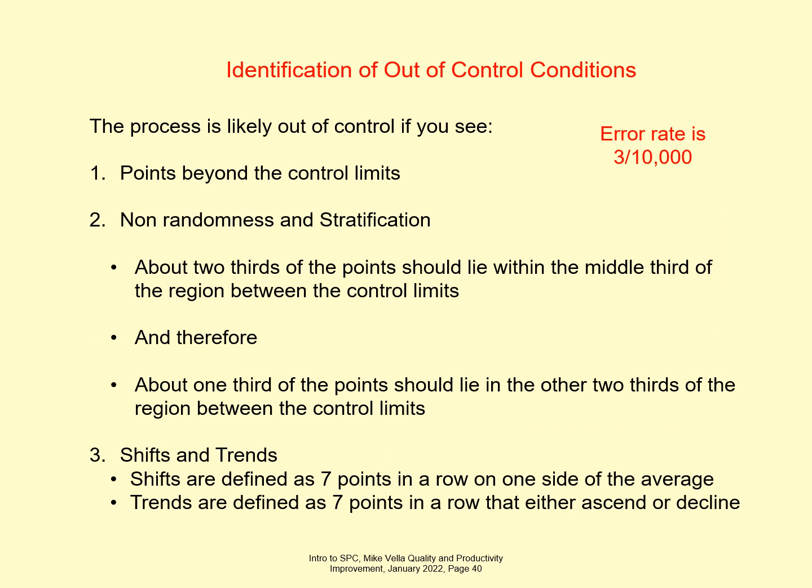So, 3 rules that you might want to use for identification of out of control condition. First, points beyond the control limits. That's the rule that everybody sees in control charts and thinks that's the only one. Second, more sophisticated: non-random stratification and shifts and trends.